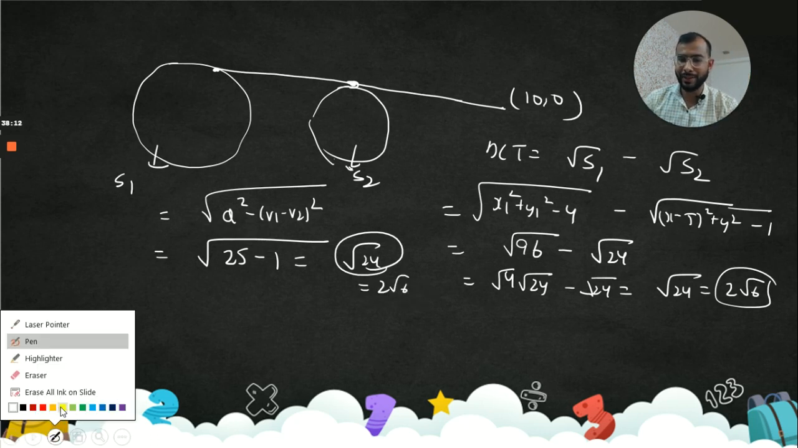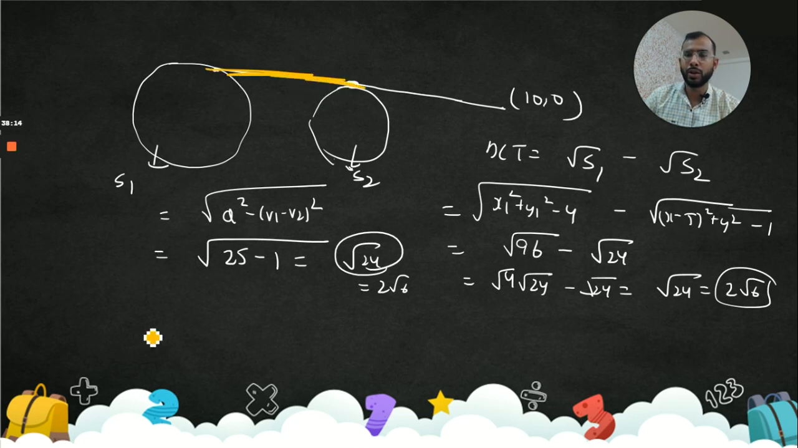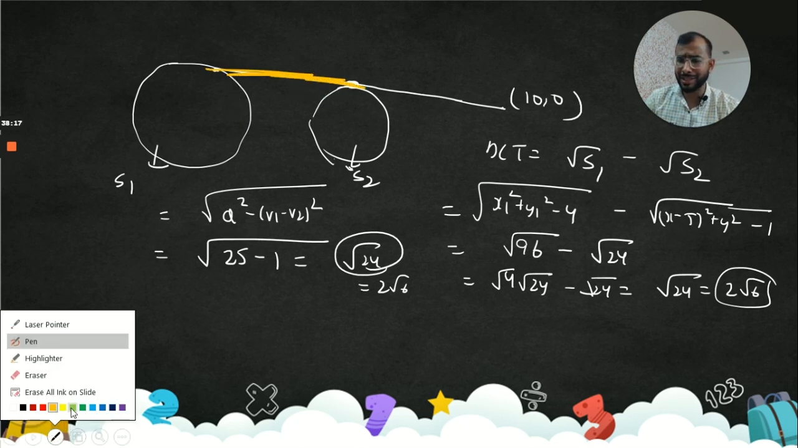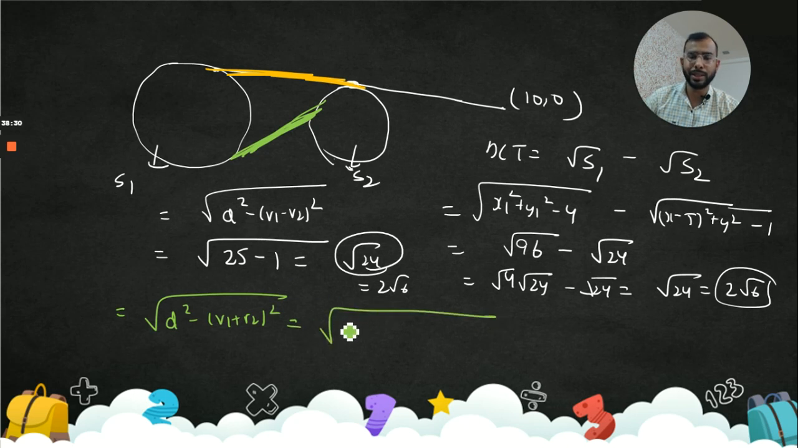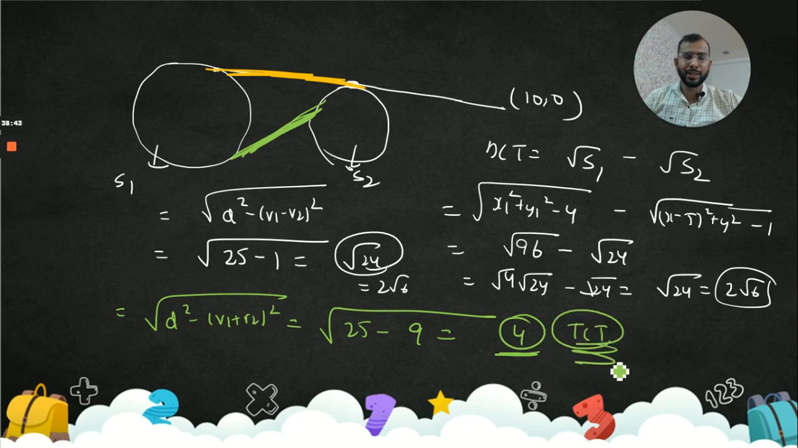Okay, this is when we talk about length of direct common tangent. This is nothing but root d square minus r1 plus r2 square. What is d, brother? 5 square 25 minus 2 plus 1, 3 square is 9. 25 minus 9, root 16. Root 16 is 4. This is the length of TCT everyone. Length of TCT. Yes, good question.